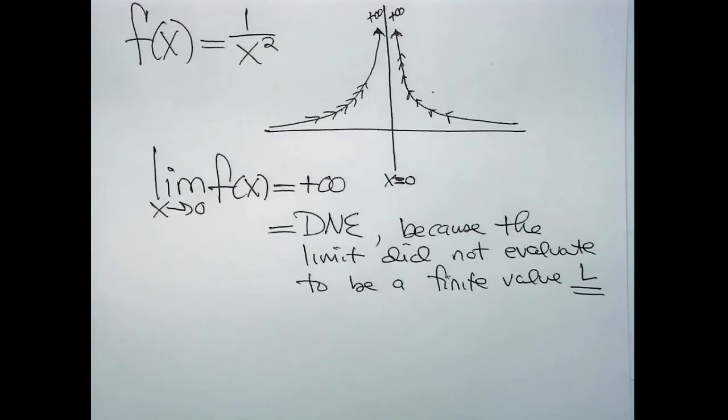So for limits, we have two requirements. One requirement is that you meet. You come at it from both sides. We're in agreement from both sides. The second requirement is that that location, that y value that we're headed to, has to be a finite y equals L value that we can call out. Y equals 100, 1,000, even a billion, but not y equals infinity.